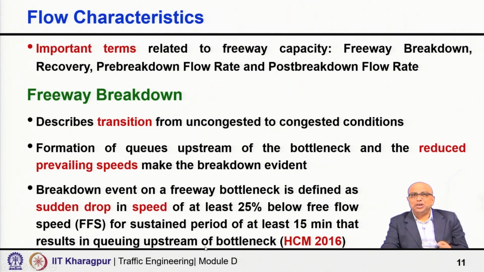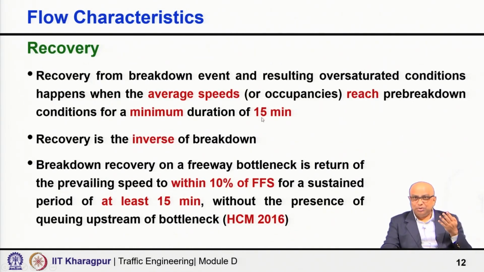We say freeway breakdown only when there is a sudden drop in speed of at least 25% below free flow speed for a sustained period of at least 15 minutes, that results in queuing upstream of the bottleneck, very clear. So, at least a 25% drop in the speed below the free flow level, a sudden drop, and that drop remains for at least 15 minutes.